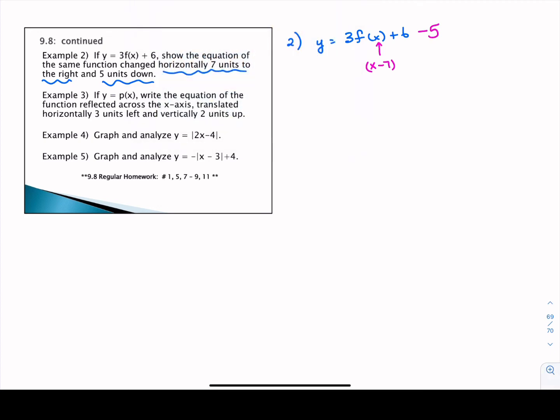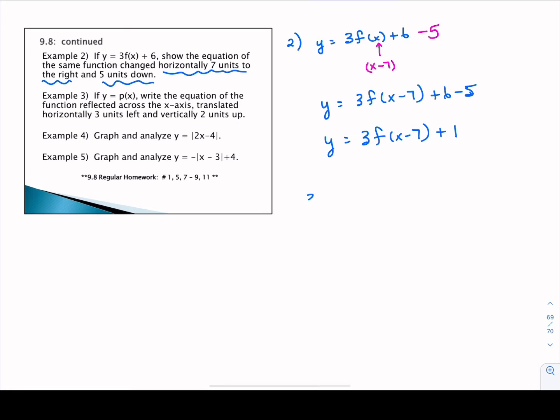So if I clean this up and rewrite the function, I have y equals 3 times f of x minus 7, so that means I moved 7 units to the right. And then if we have plus 6 minus 5, that minus 5 moves us downwards. So we can actually clean this up and combine those last two constants. So instead of plus 6 minus 5, we can just say that's a positive 1 now at the end. So we've manipulated our original function and moved it 7 units right and 5 units down.